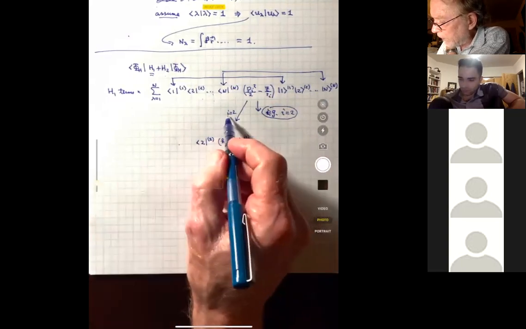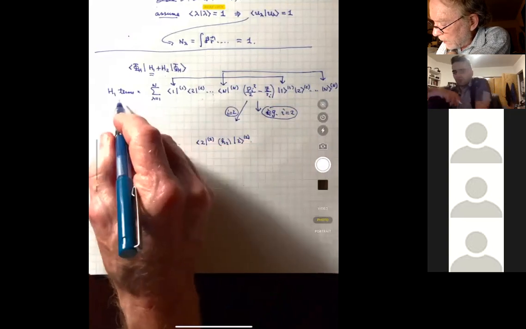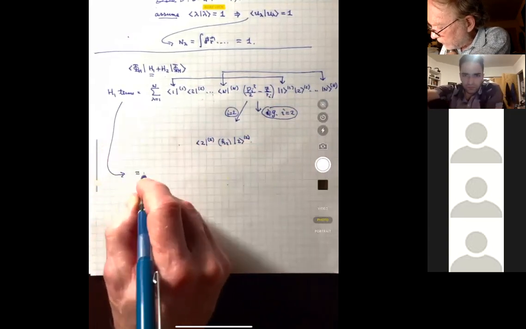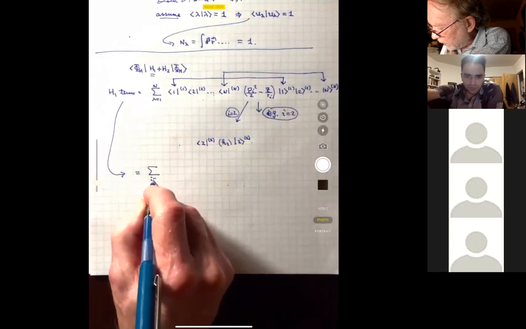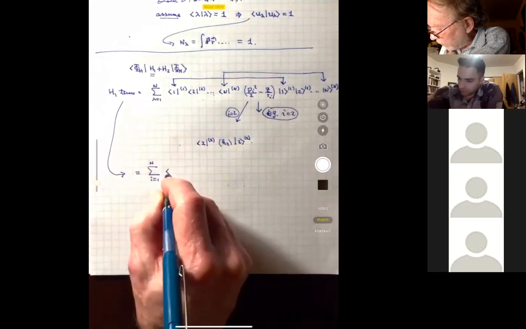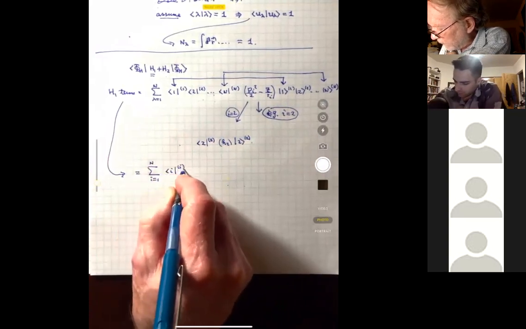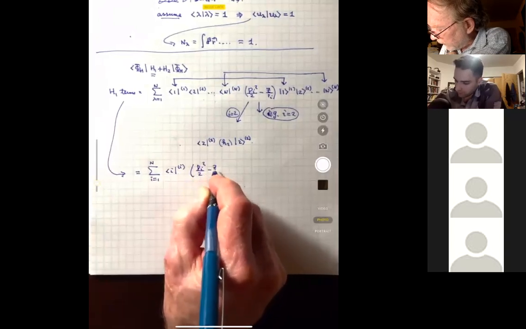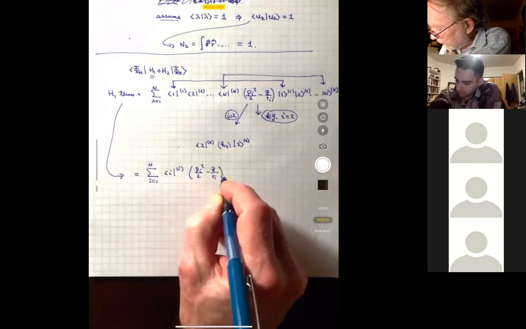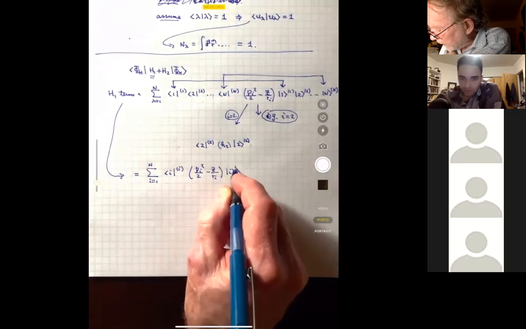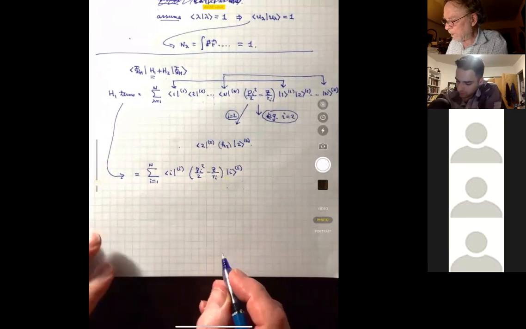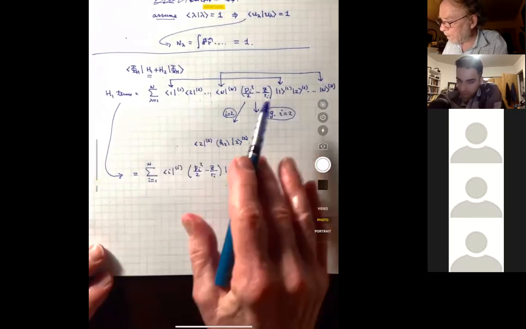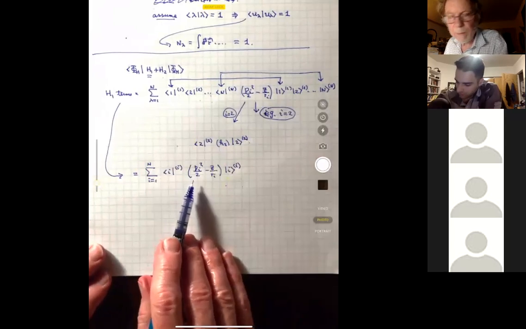And likewise, similarly for other values of i. And the result is this H1 term now looks like this. It becomes equal to a sum, i equals 1 up to n, of orbital i for particle i, the operator p_i squared over 2 minus Z over r_i, and then orbital i for particle i as a ket. All right. And this is nice because it's reduced this multi-particle matrix element into a sum of single particle matrix elements.